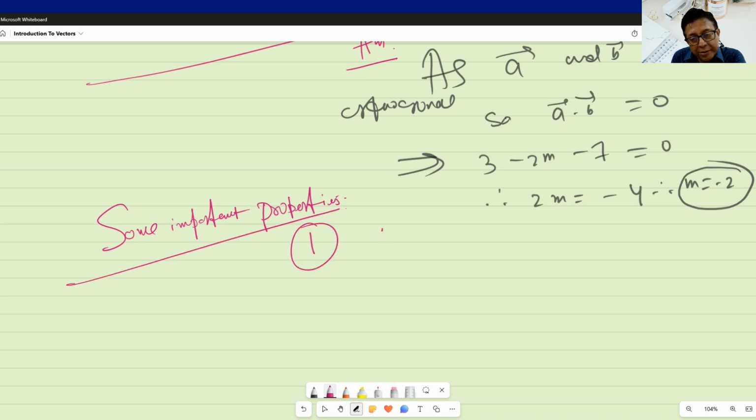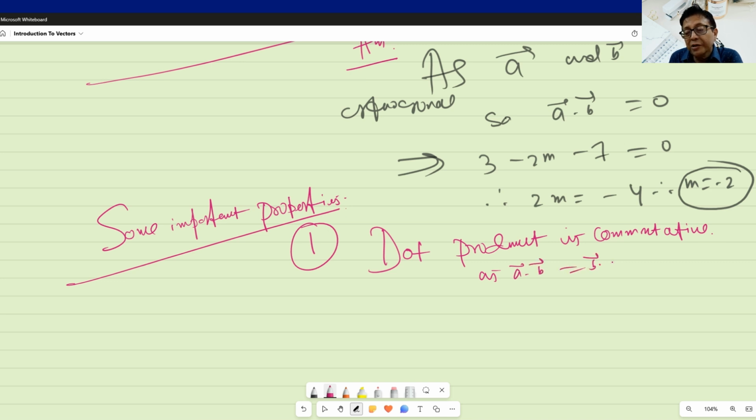Number 1, dot product is commutative. Why? A dot B equals B dot A. You all should agree with me without any proof. A dot B is mod A mod B cos theta, B dot A is mod B mod A cos theta. Just change.